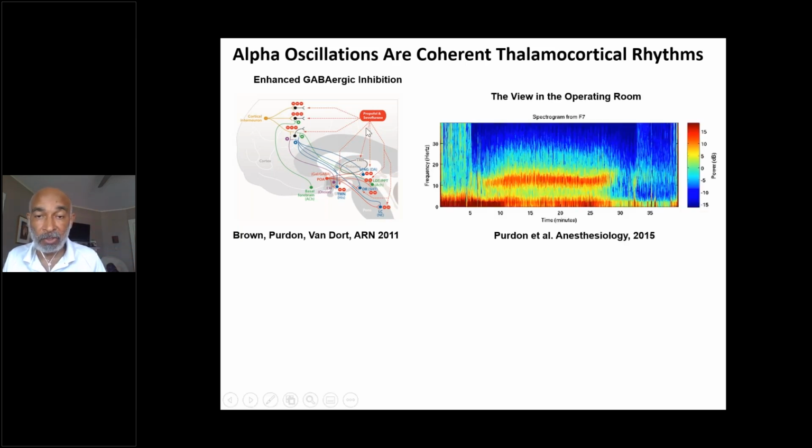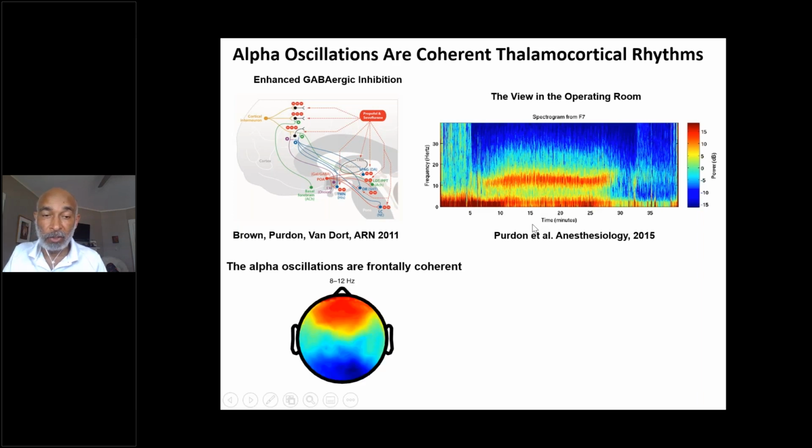You go to the operating room and you see a picture like this. You see this alpha oscillation, certainly in a young person, and then the slow delta oscillations like this. And now you do an experiment like the one I just showed you, and you see this alpha oscillation concentrates in the front of the head.